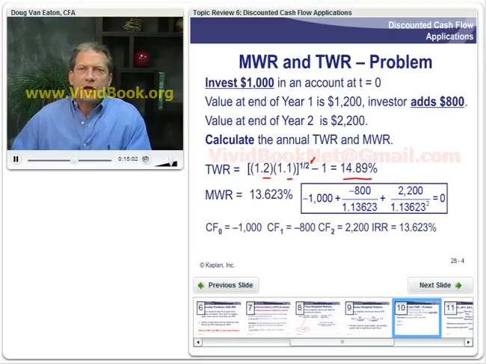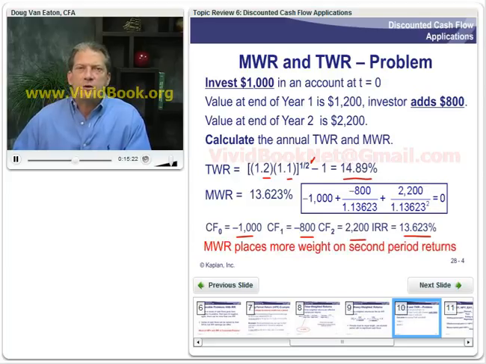So that's a money-weighted versus a time-weighted rate of return. And with your cash flow keys, we put in the first cash flow, minus 1,000, then minus 800 as cash flow 1, 2,200 as cash flow 2, solve for the IRR that makes the net present value 0, and find out that that's 13.623% for our money-weighted rate of return.